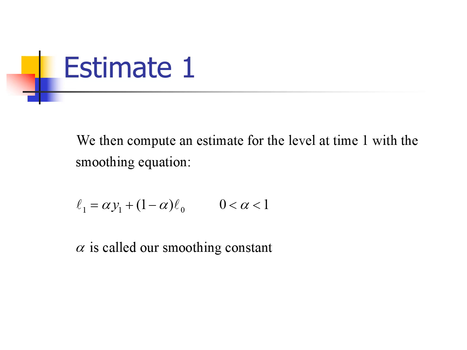And what I'm basically going to do is weight these two values. I'm going to give Y1 a weight of alpha, and I'm going to give L0 the weight of 1 minus alpha, where alpha is a weight between 0 and 1. In the context of exponential smoothing, we refer to it as our smoothing constant.